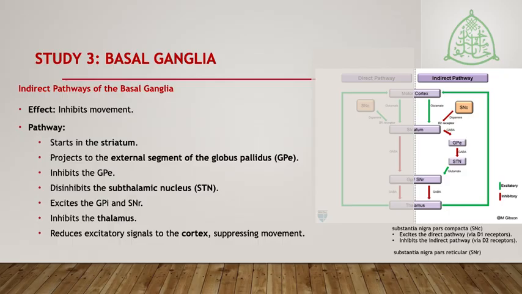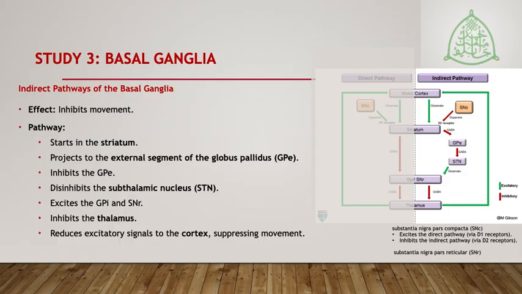So like we said, the globus pallidus interna normally has a hold on, or inhibits, the thalamus alongside the substantia nigra reticularis, that is the SNR.